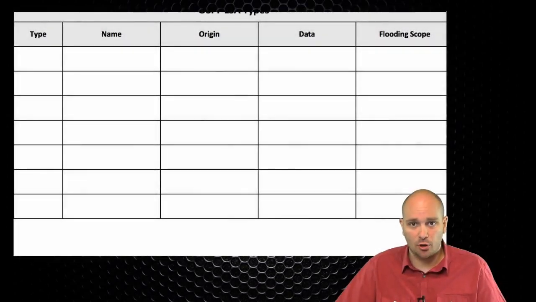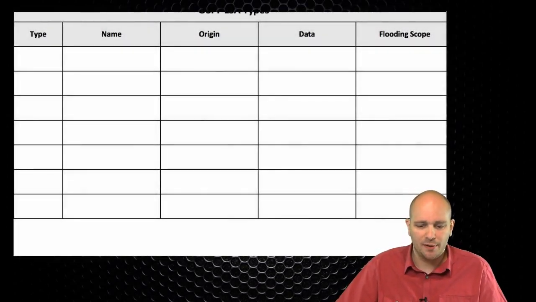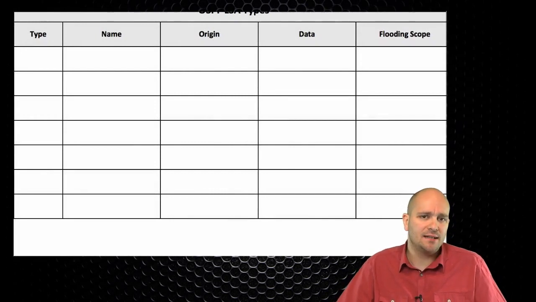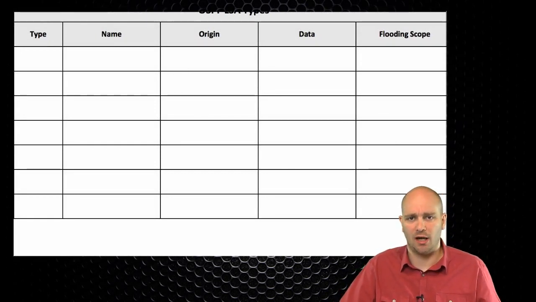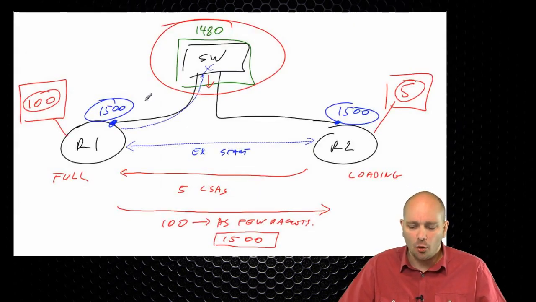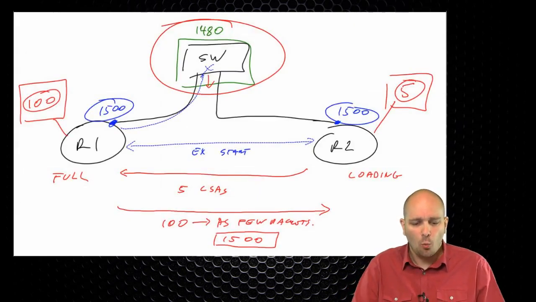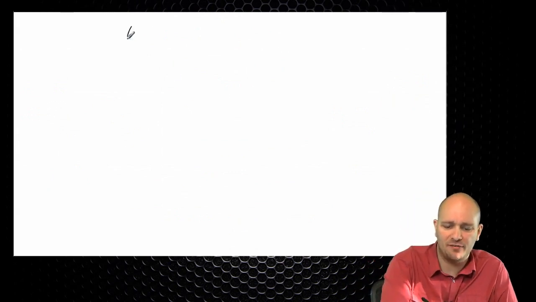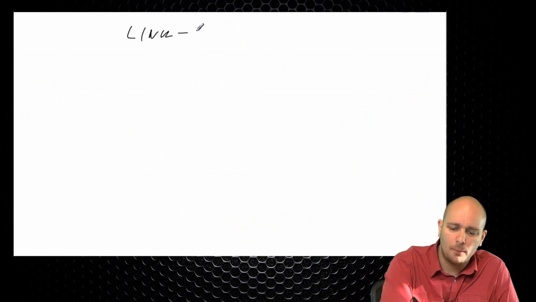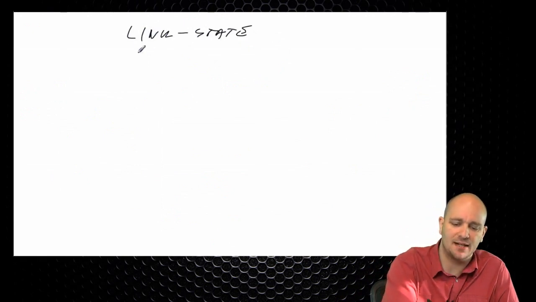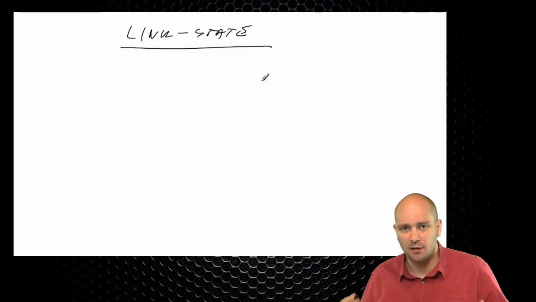The next thing that we are going to go over is going to be the different OSPF LSA types. Now, before I can talk about the LSA types, I believe I owe you an explanation of what actually link state is. So we call OSPF a link state protocol, but what is the link state? What do we mean when we say the link state?